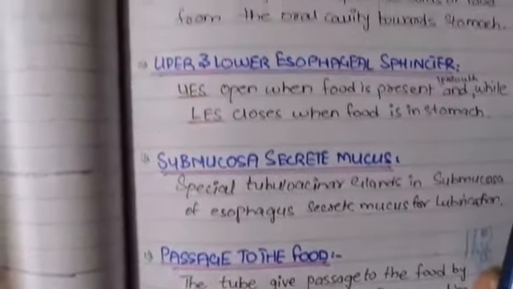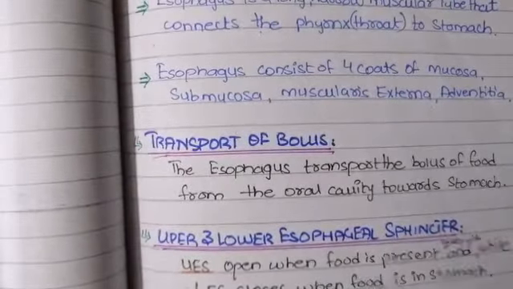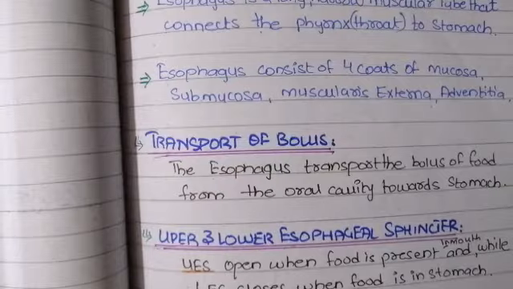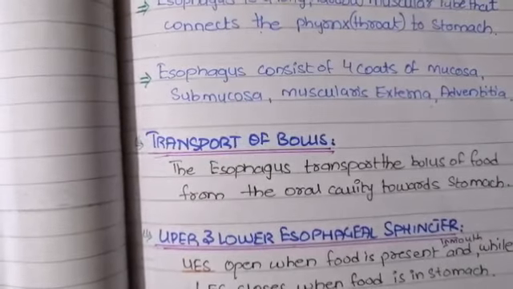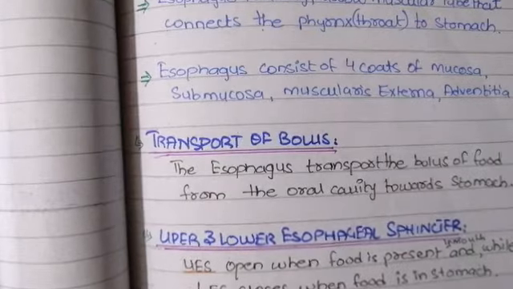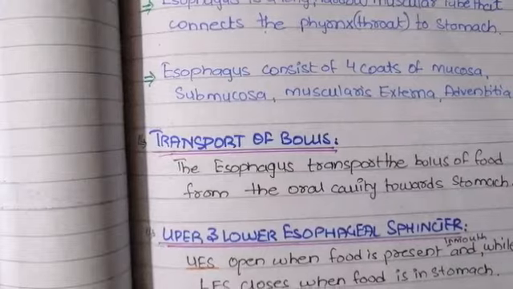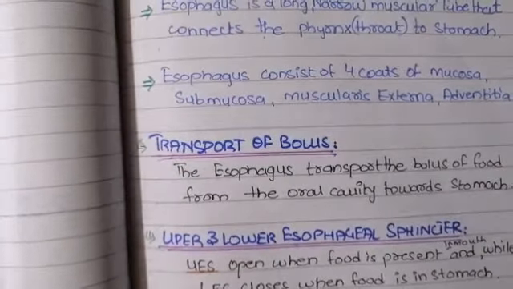So the most important role of the esophagus is the transport of food from the oral cavity to the stomach, providing the passage surface for the food to pass. There is no acidic secretion and no alkaline secretion produced by the esophagus. So this was about the physiological importance of the esophagus.